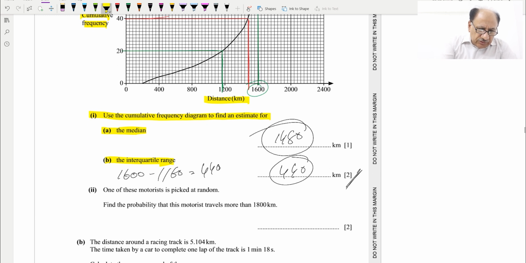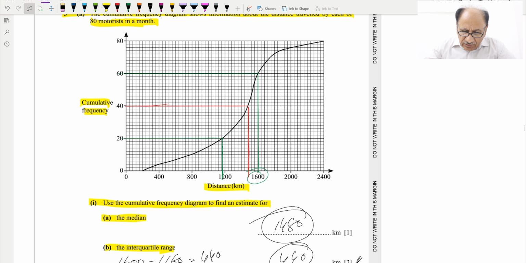Now the next part, they're saying one of the motorists is picked at random. Find the probability that this motorist travels more than 1800 kilometer. So more than 1800 kilometer will be where? In the middle of 1600 and 2000, which will be 1 2 3 4 5. So up to the middle will be this one.